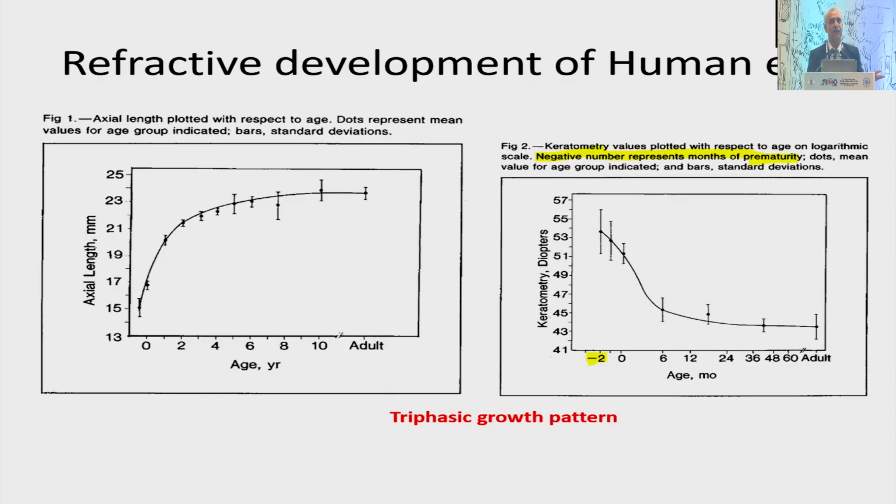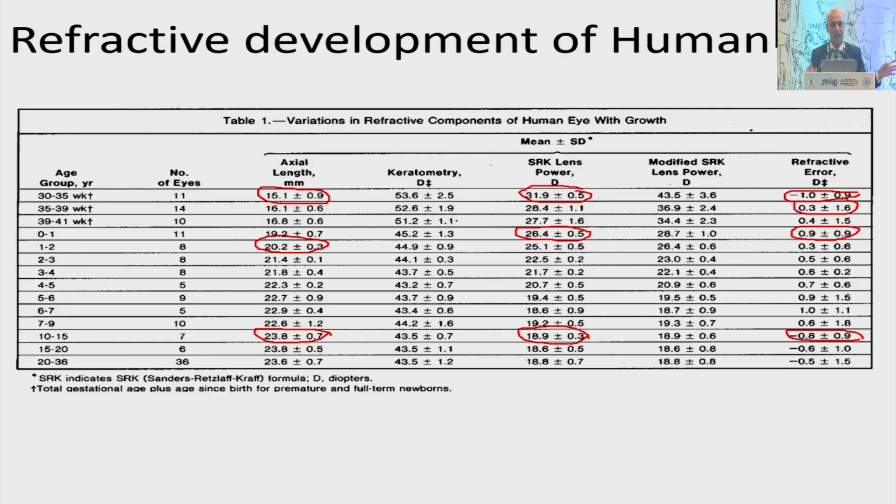So they say that in the first phase, it's an early phase, which is fast growth for the axial length, and then it goes slow, and then it almost stabilizes, right? So let's see what happens. If you look at this data, I have a pointer here, I'll use this one. Axial length at the age of 30 to 35 weeks.